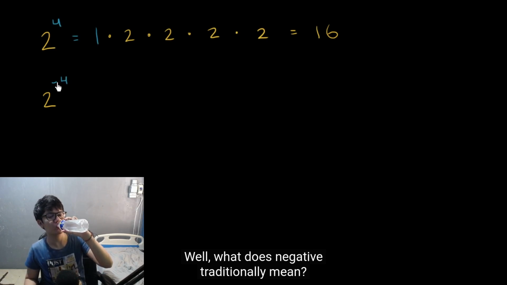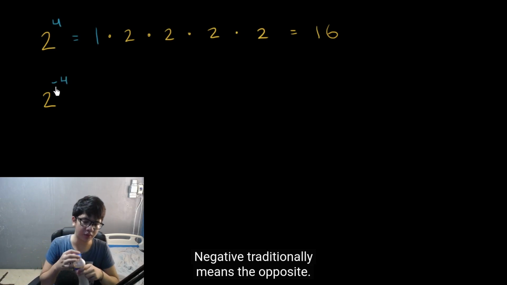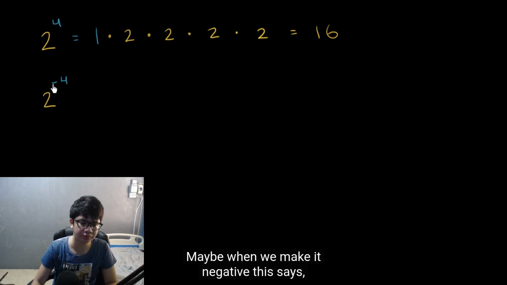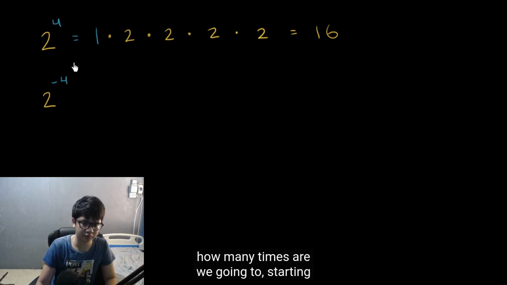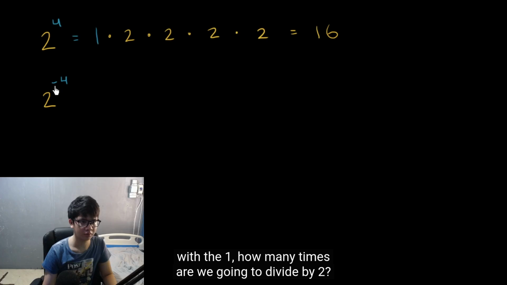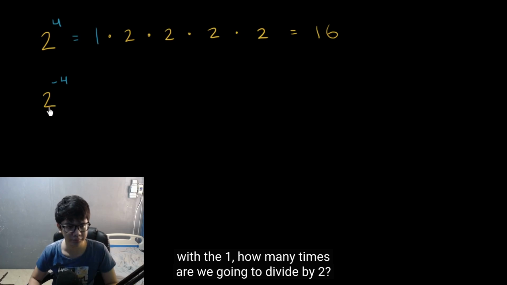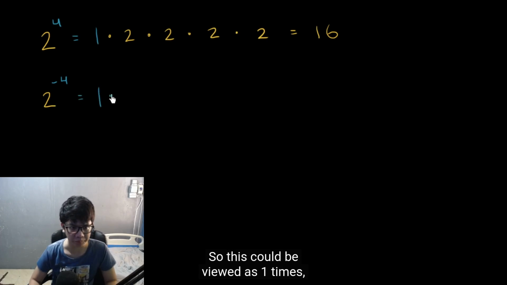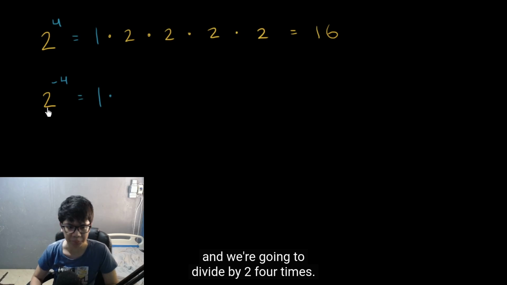What does negative traditionally mean? Negative traditionally means the opposite. So here this is how many times you're going to multiply. Maybe when we make it negative, this says how many times we're going to start with a 1 and divide by 2. So let's think about that a little bit. So this could be viewed as 1 times, and we're going to divide by 2 4 times.